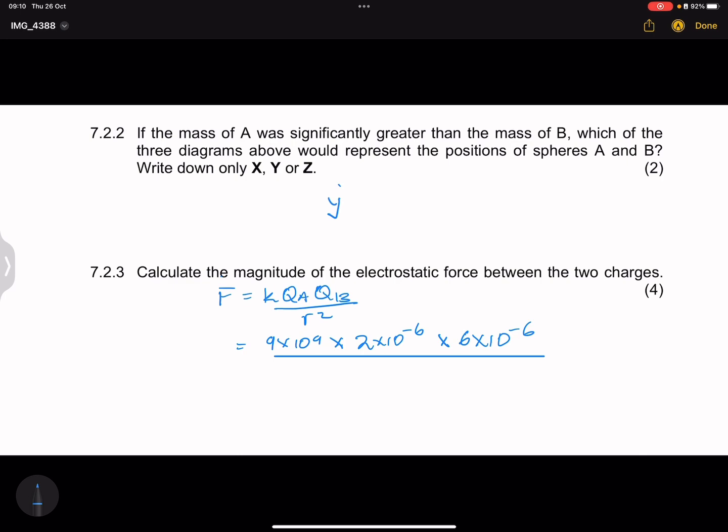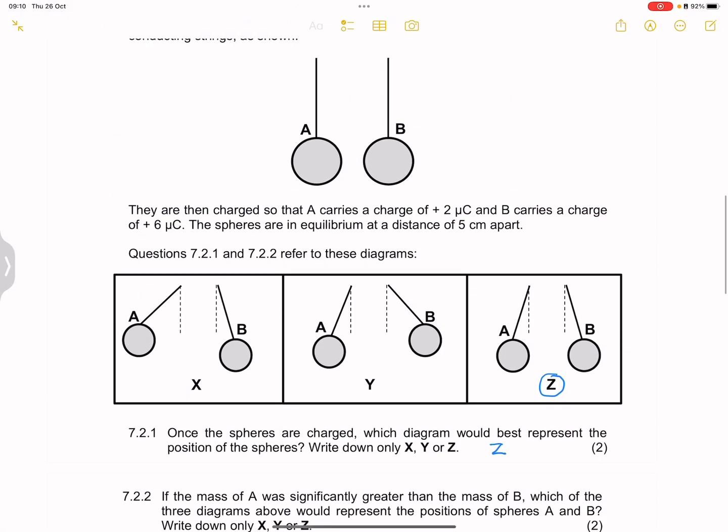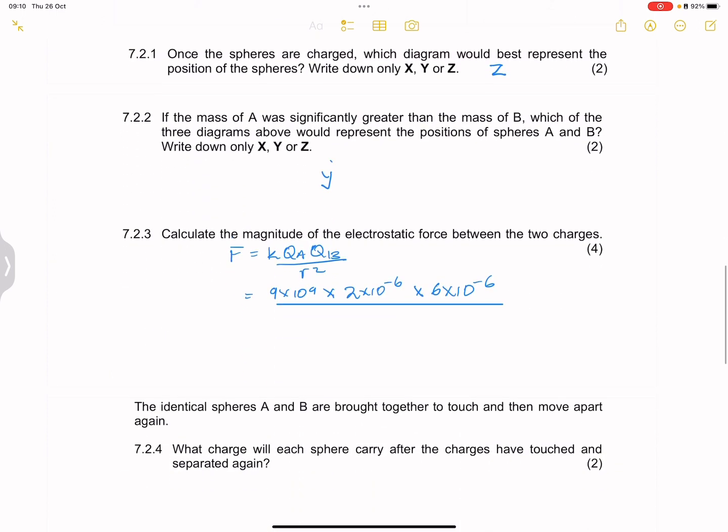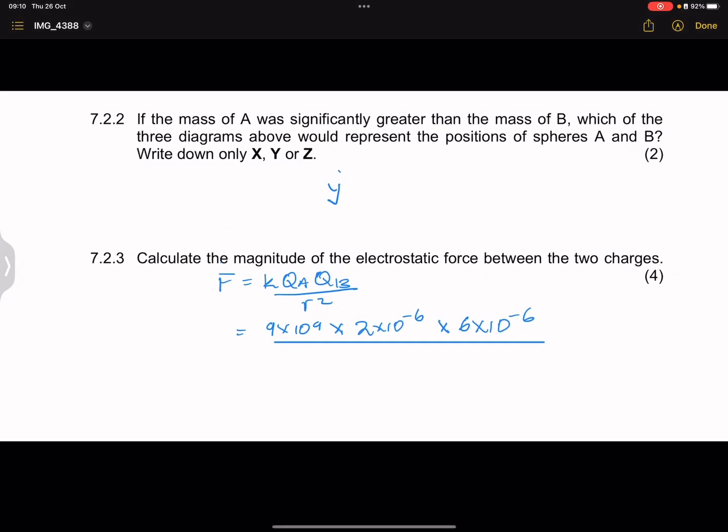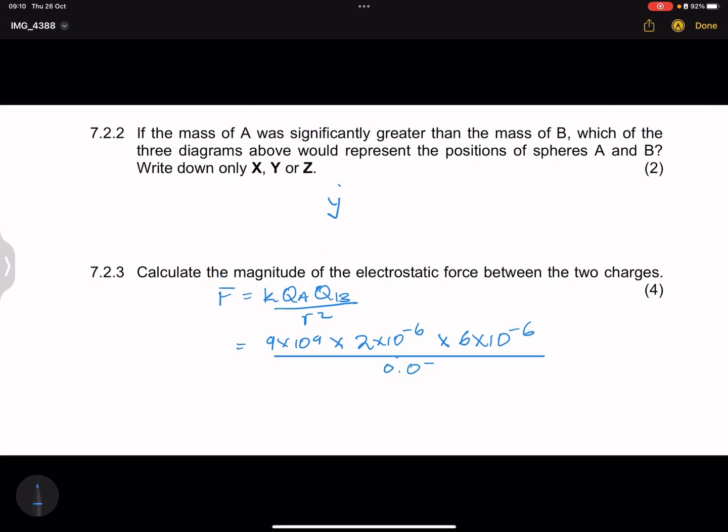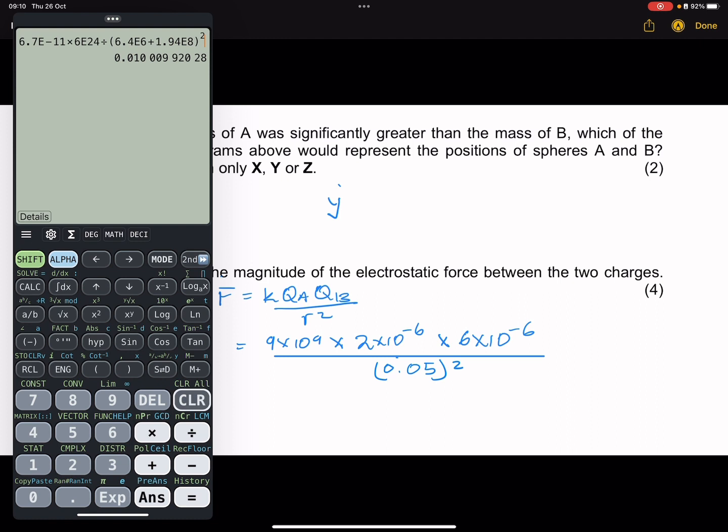And divided by the distance. Remember, once my distance is given in centimeters, centi is times 10 to the minus 2, or you can say divide by 100. So 5 divided by 100 would be 0.05. But remember, we square that. Let's try and find out.